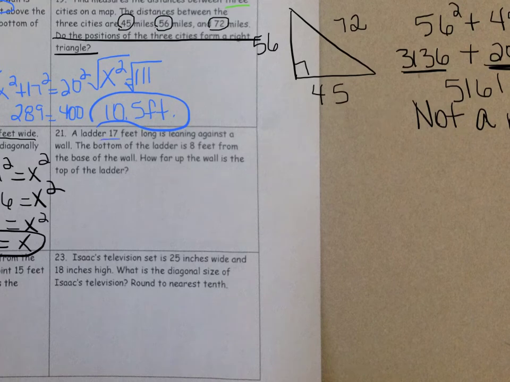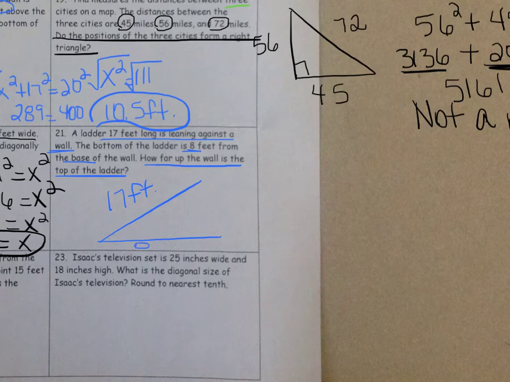A ladder 17 feet long is leaning against a wall. The bottom of the ladder is 8 feet from the base. How far up the wall is the top of the ladder? The 17-foot long ladder leans, so that is always your hypotenuse. The bottom of the ladder is 8 feet from the base, so that means the bottom is 8 feet. And the question is asking you how far up the wall is the ladder.